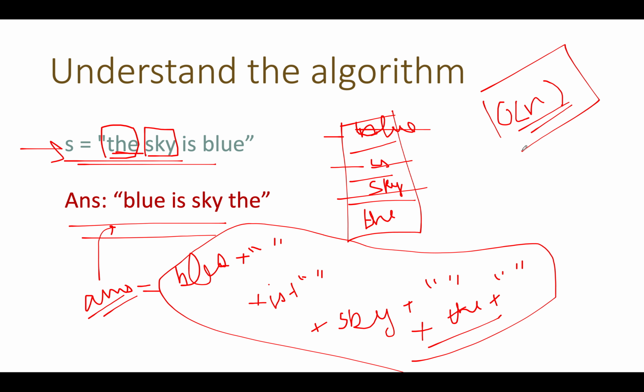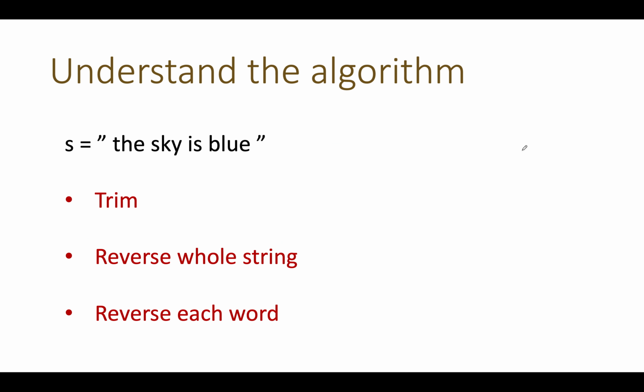Can we improvise it? The answer is yes. How? Let's look at it. Let's take the same case. I have added extra spaces in this input string so that you get a better understanding of one of the corner cases. The first thing that I'm going to do is trim this input string. So this gets trimmed. Now we have "the sky is blue", and in the next step I'll simply reverse the whole string.